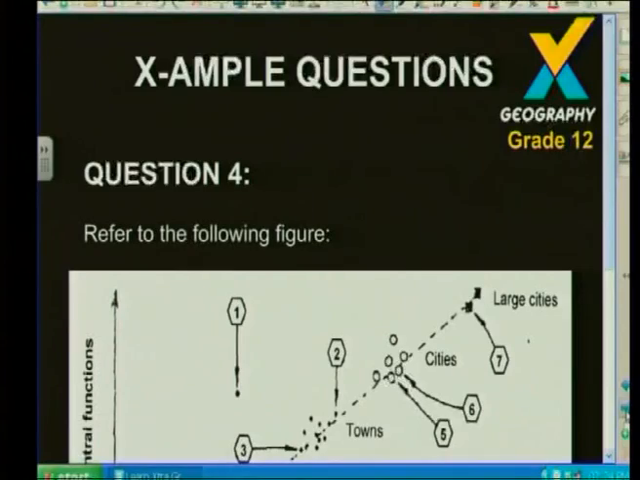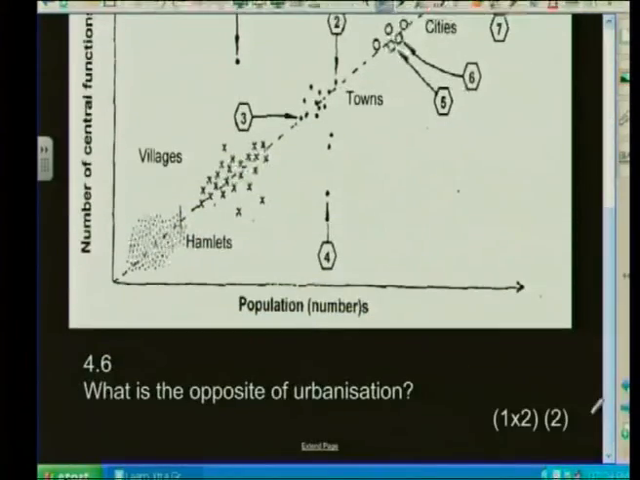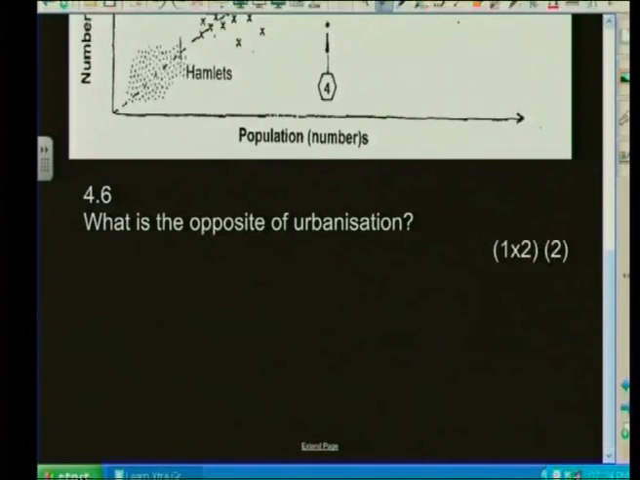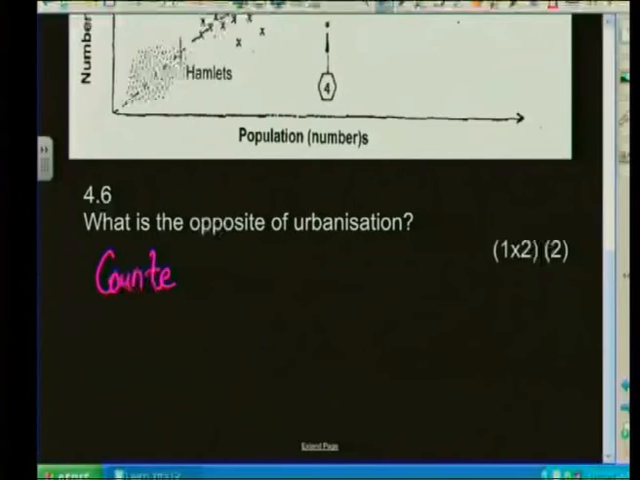Moving on to the next question. 4.6. What is the opposite of urbanization? Remember, urbanization refers to the percentage of the population moving towards the urban area and how the urban area increases. The opposite of that would be people moving out of the urban area to settle in and around commuter suburbs. The concept we're dealing with here is called counter-urbanization.